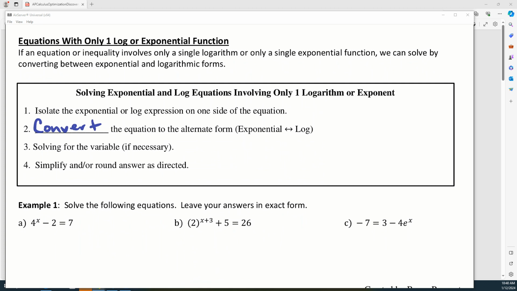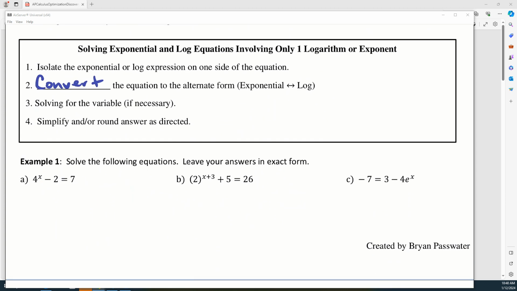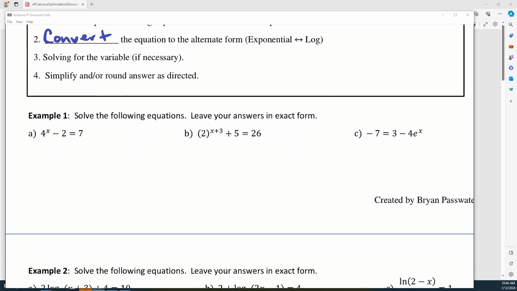And we're actually not going to do step 4. We're going to leave these in exact form. You already know how to type it in your calculator, so I don't really want to waste time with that. So today we're going to do everything without a calculator. I think you're going to be fine.